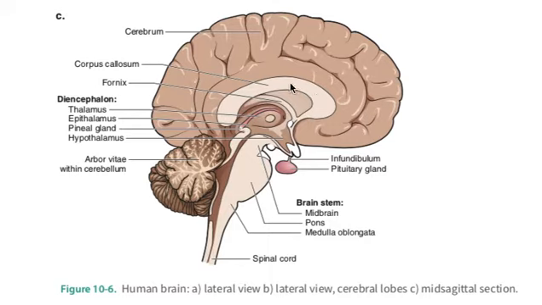And so what the corpus callosum actually is, are millions of axons that are shooting back and forth from one side to the other. And normally when we do a mid-sagittal sectioning of the brain, we slice right through that corpus callosum.